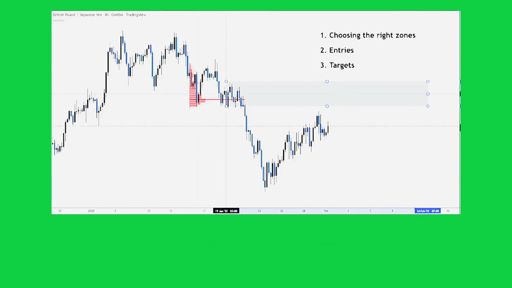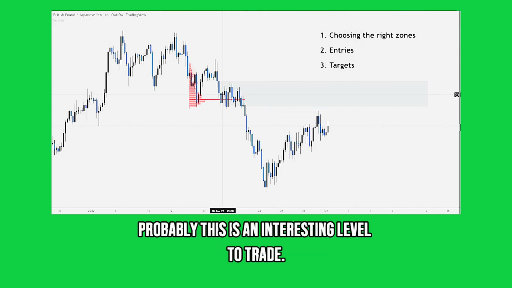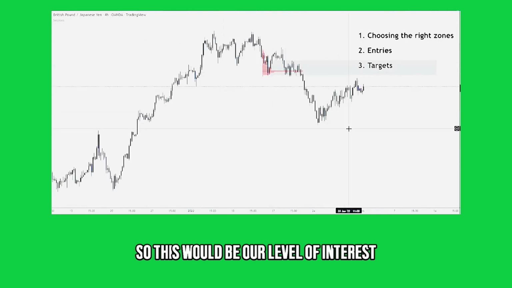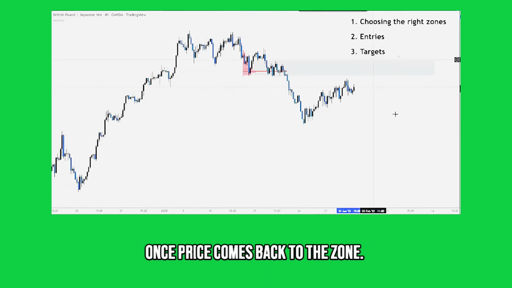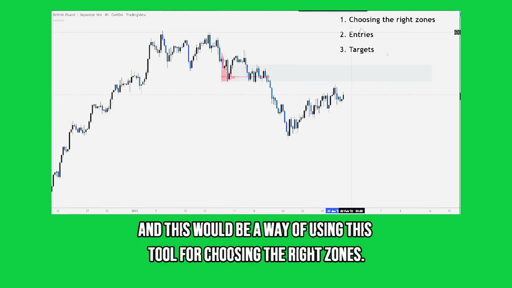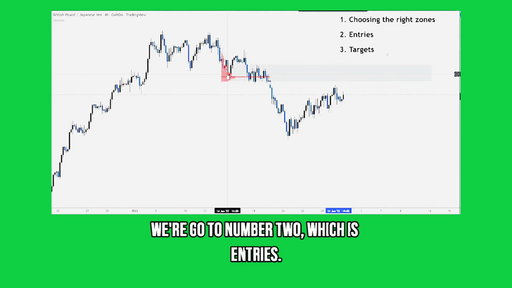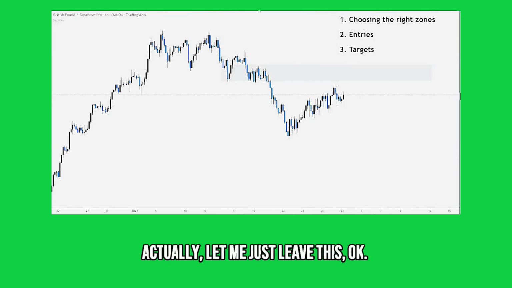And if you're watching this video and price is not here yet, probably will be, this is an interesting level to trade, right? So this would be our level of interest once price comes back to the zone. And this would be a way of using this tool for choosing the right zones. Okay, and we'll go to number 2, which is entries. Actually, let me just leave this.